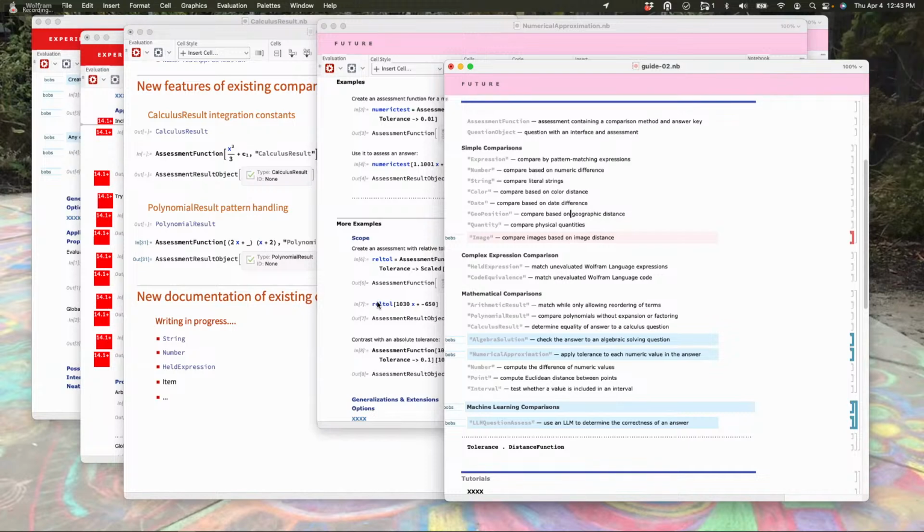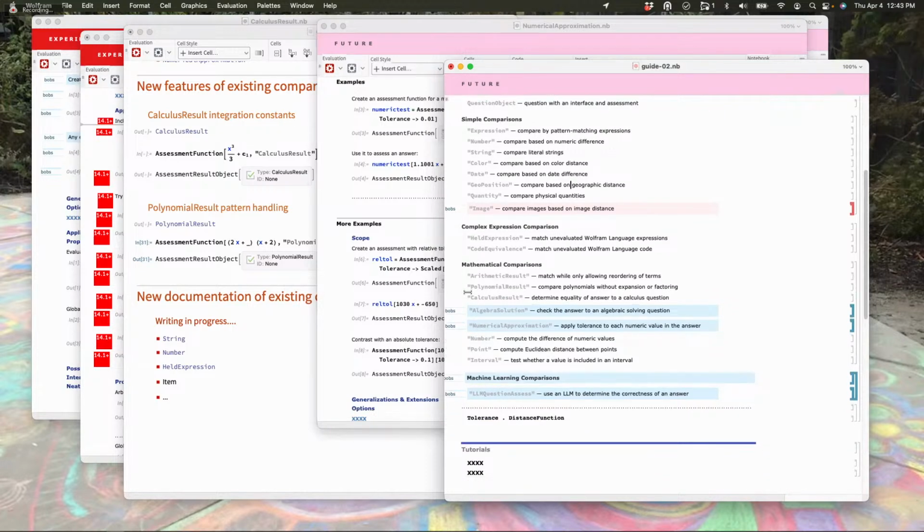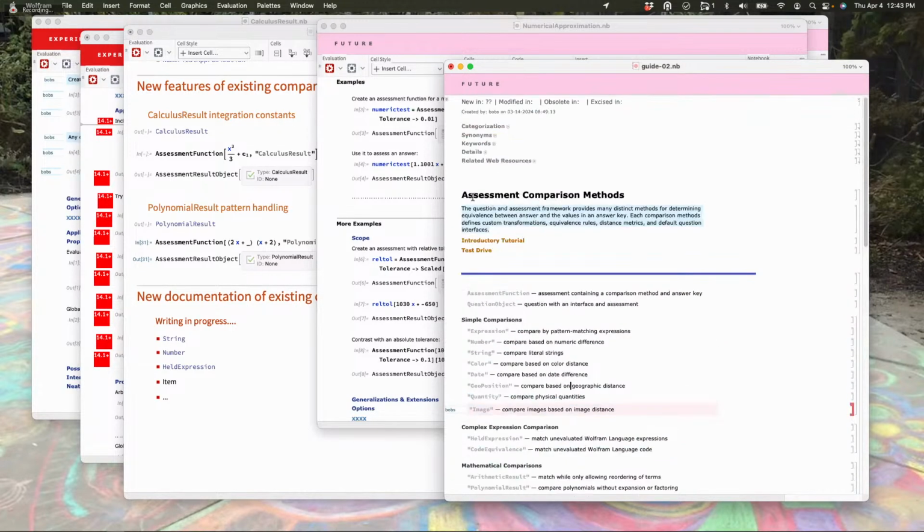Okay, terrific. Just before you wrap, did you have a name for this guide page? Is it something like listing of assessment comparison methods .nb? I would think so. That sounds reasonable to me. I will put it in CVS then.